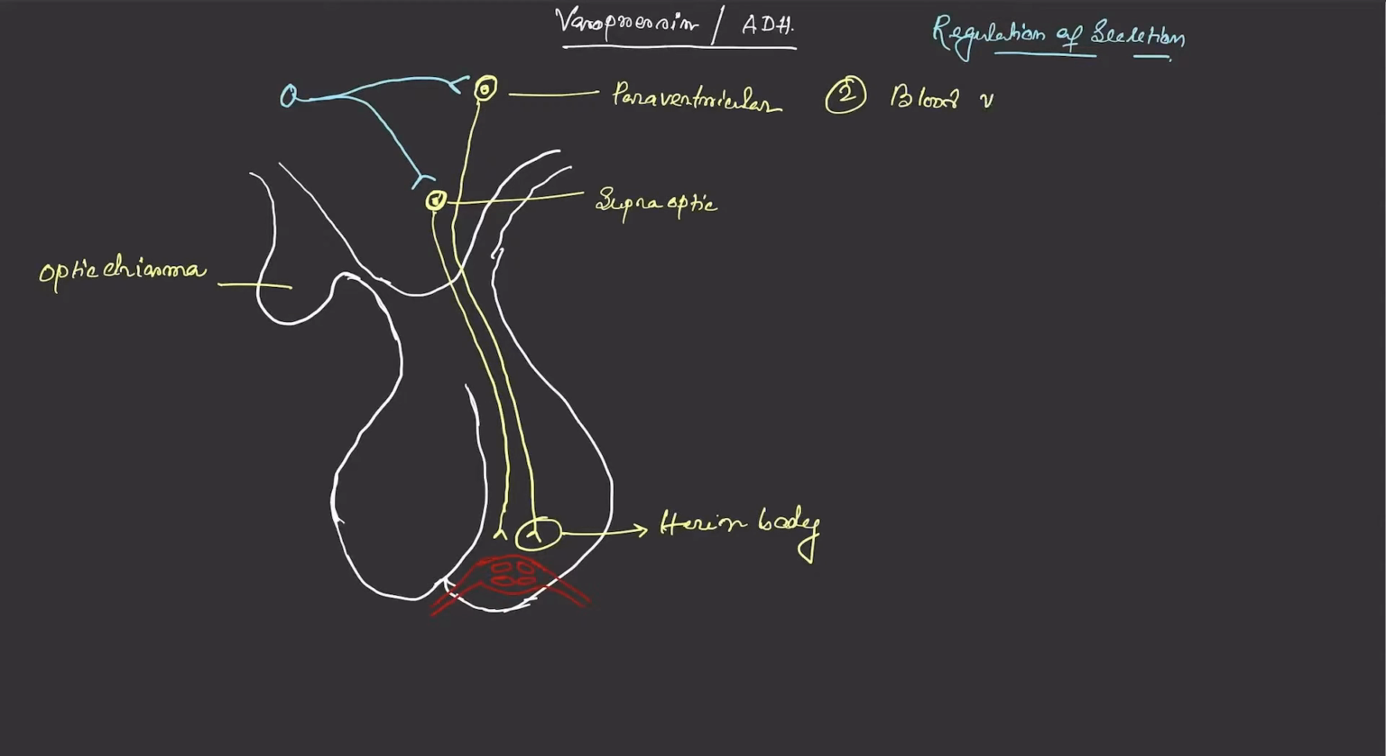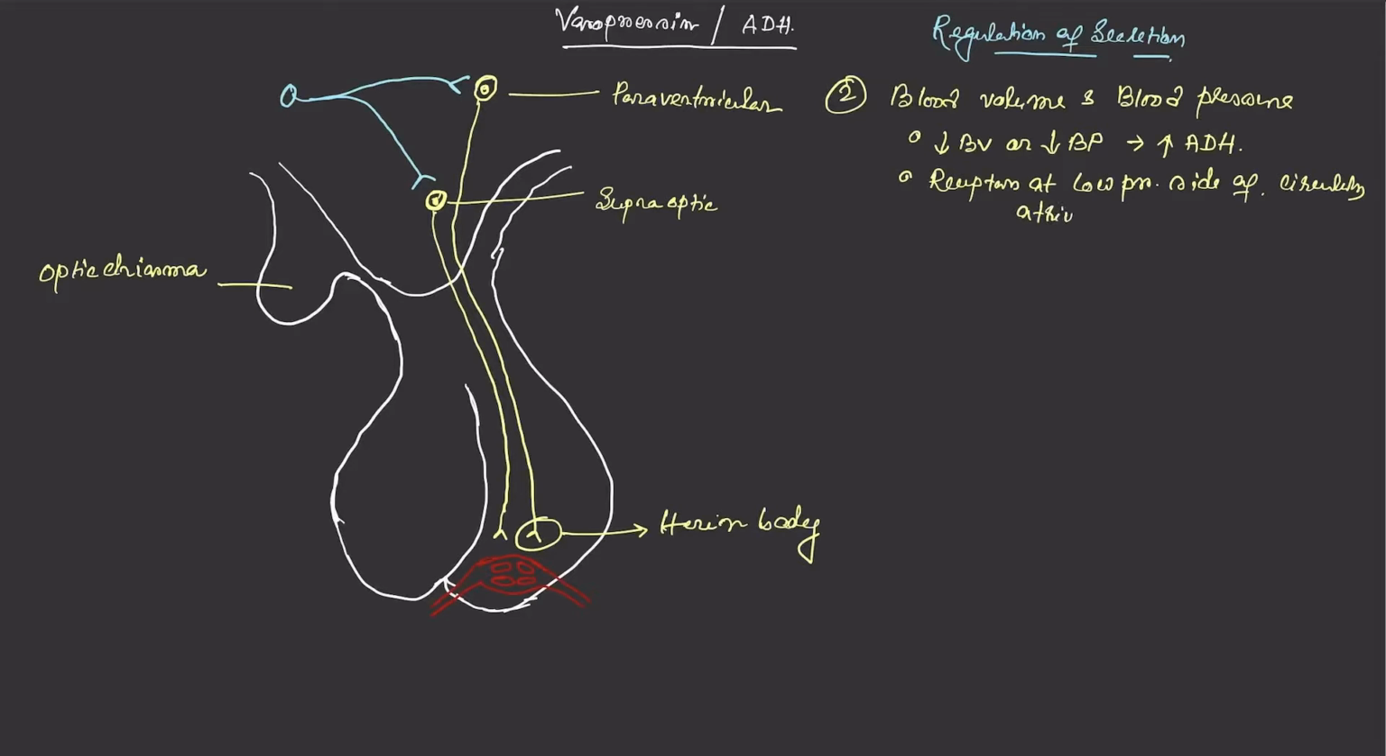The second most important regulator of ADH secretion is the blood volume and the blood pressure. Whenever there is a decrease in blood volume or blood pressure, there will be an increase in ADH secretion. The receptors located at the low pressure side of the circulation, particularly over the atrium and the large pulmonary vessels, detect the fullness of the circulatory system. So basically they act as volume receptors. Whenever there is a decrease in blood volume, they fire.